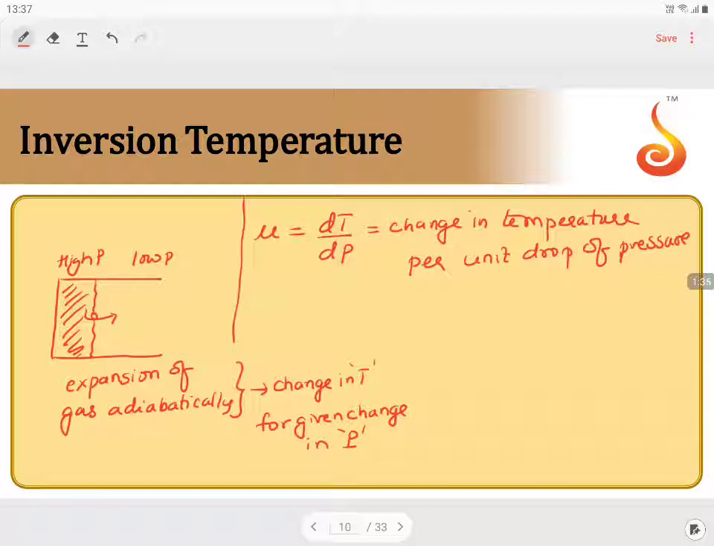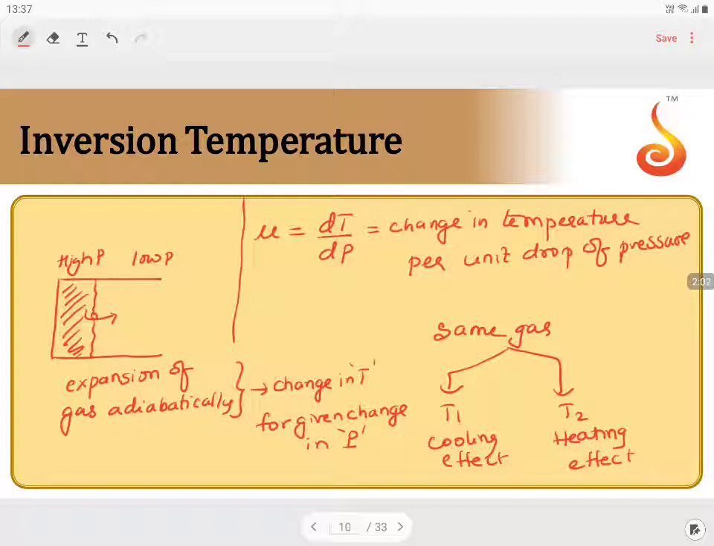When the experiments were carried out by the scientist taking the gas at different conditions of temperature, he noticed the same gas at one particular temperature, let us say T1, undergoes a cooling effect. The same gas at another temperature T2 undergoes a heating effect. If the experiment is carried out at temperature T1, he observed the gas undergoing a cooling effect. When the same gas is taken to a temperature T2 and the same experiment of expansion of gas is done, he observed it leads to a heating effect.